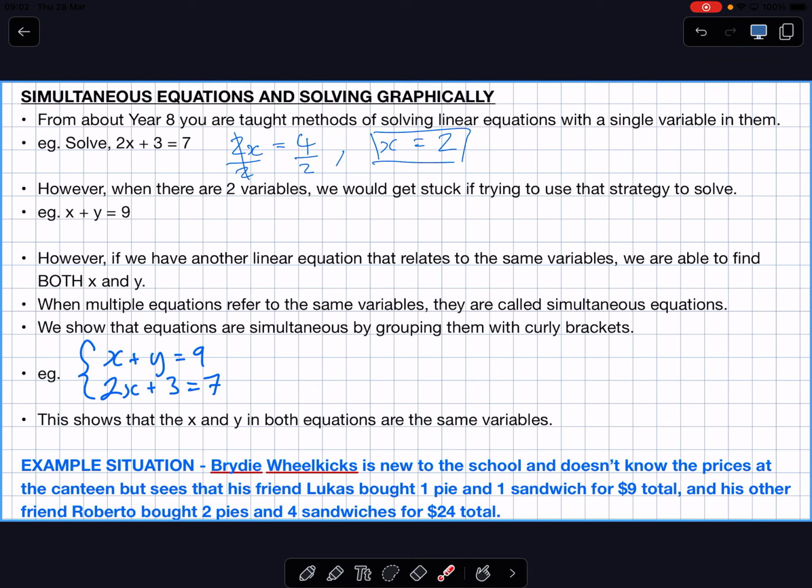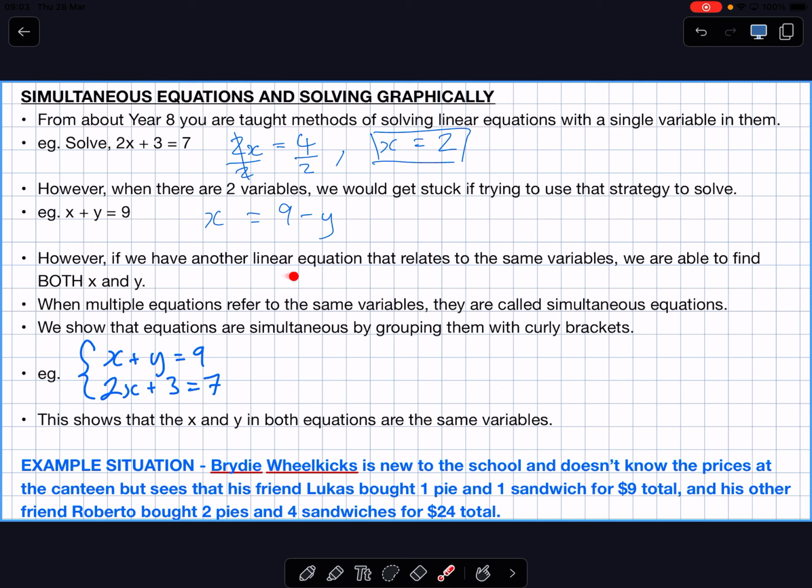However, when there's 2 variables, you get stuck. If you try to use those strategies that you've learned from year 8, you cannot do anything here, because if I tried to solve that, if I wanted to find x, what's the opposite of adding y? Taking y. So you're going to get this answer that says 9 take y. Am I any closer to knowing anything yet? Because I don't know what y is, right? So right now, up until this point of your understanding of algebra, you can't actually solve anything with 2 variables.